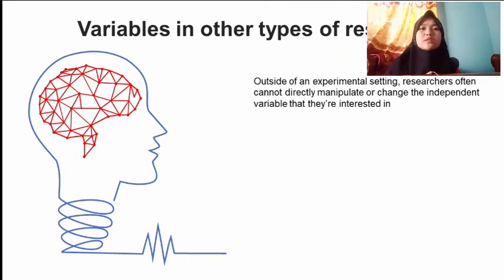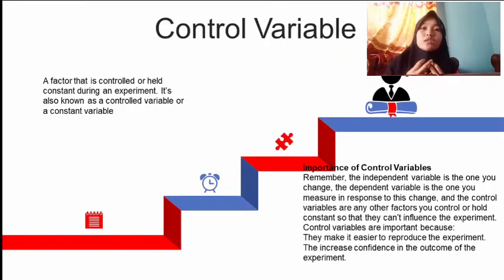Another kind of variable that is really important, though it's not a kind of variable but has a different name, is the control variable. A control variable is a factor that's controlled or held constant during an experiment. It's not included in the independent and dependent variables. For example, when you do research on the effect of light toward the growth of tomato plants, the control variables are the temperature, the humidity, and so on.